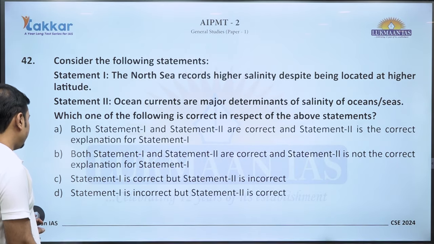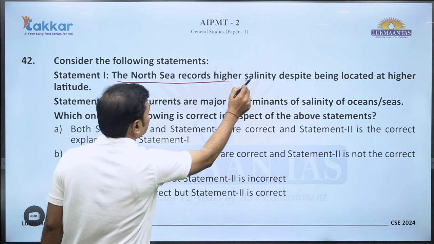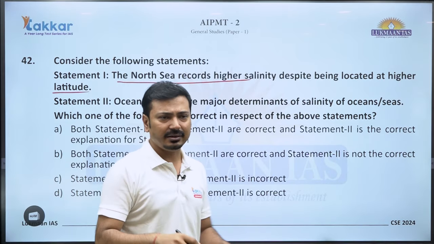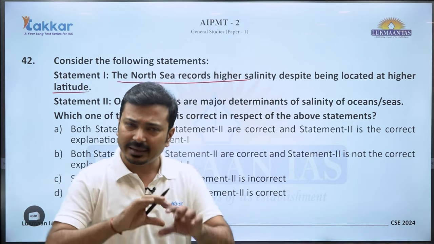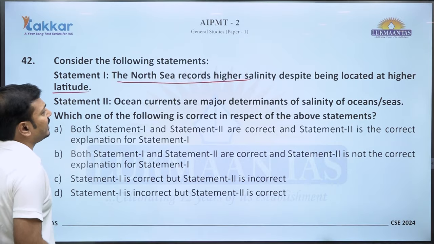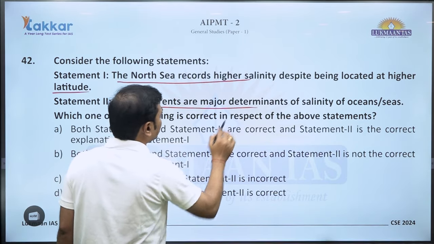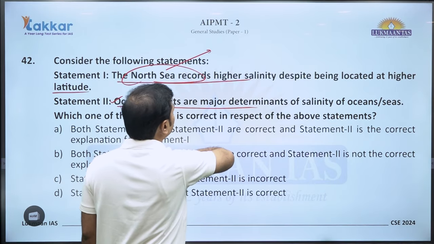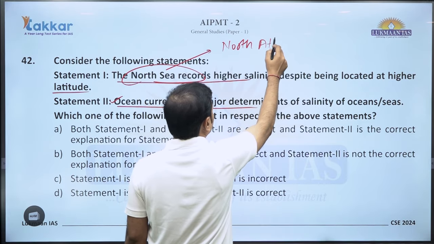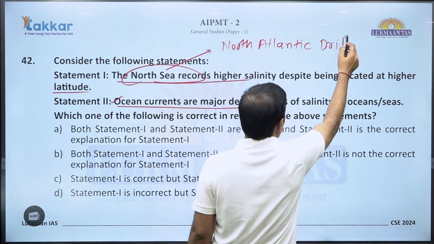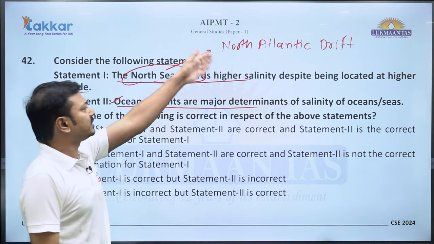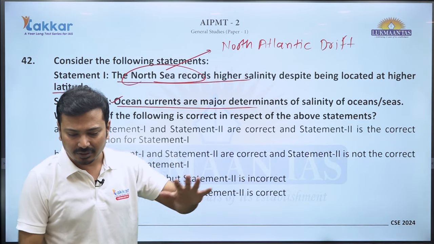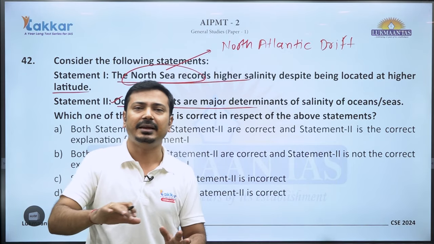Okay, next question, oceanography. North Sea records high salinity despite being located at a higher latitude. We know that the North Sea has comparatively higher salinity compared to the Baltic Sea. Baltic Sea and North Sea are at the same latitude, but the North Sea has more salinity as compared to other seas. Second statement: ocean currents are major determinants of salinity of ocean and sea. Now this is also true, and we know why the North Sea experiences higher salinity, because the North Atlantic Drift, which is a warm current and an extension of the Gulf Stream, reaches the North Sea and brings more saline water from tropical regions to the polar region. In the polar region, there is melting of ice, which adds fresh water, and that's why there is low salinity on the surface water.